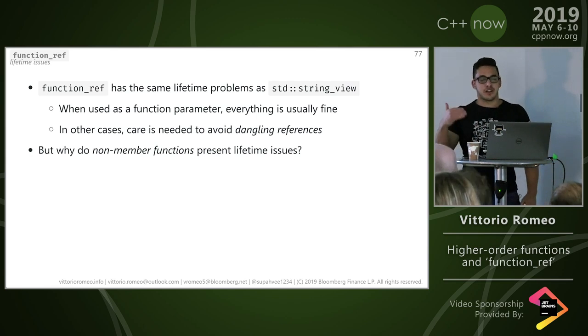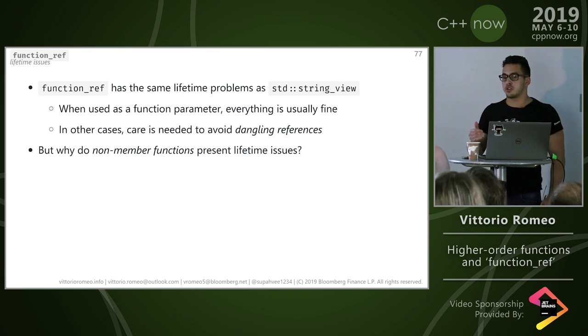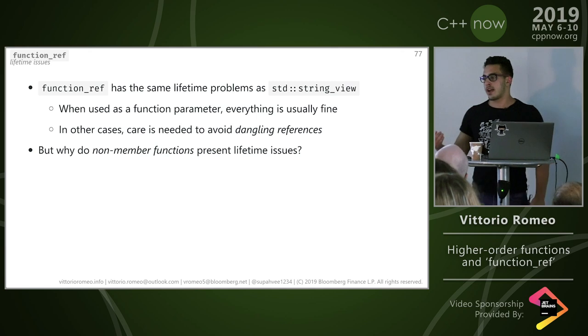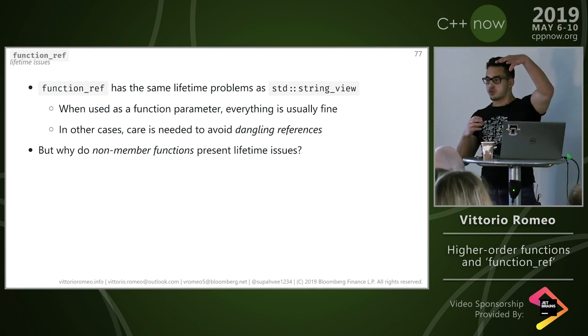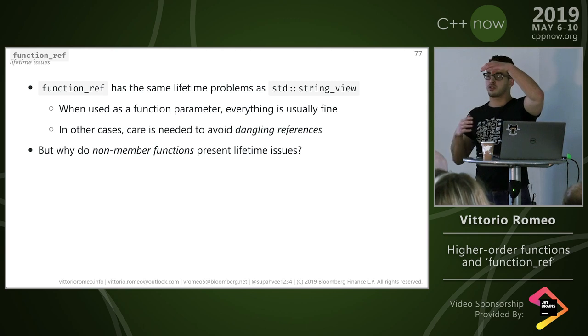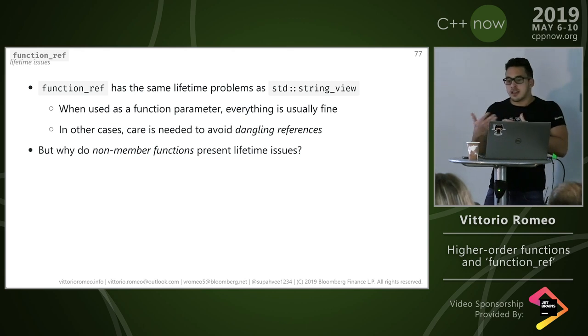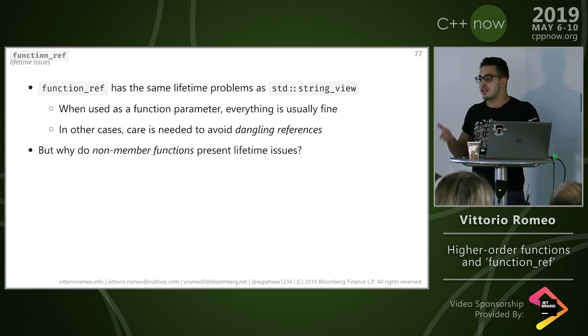So in general, function ref has the same lifetime problems as string view. When you use it as a function parameter, which is the most recommended and most useful use case, everything is usually fine, because you create the closure and call the function. So in the stack frame of the function, the closure is always going to be active, even though it's a temporary. In other cases, there might be valid uses for function ref that's not a function parameter, but you have to be careful to avoid dangling references, because this doesn't own anything, it doesn't extend anything.